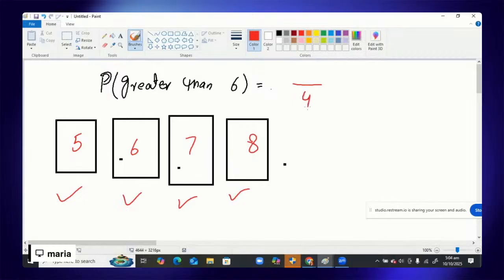So you put the total in the denominator. How many cards are greater than 6? There are only two cards which are greater than 6, that is 7 and 8. So you put 2 on the top. Always the total number you put in the denominator, and the number which we are interested in you put on the top. Now let's divide. 2 times 1 is 2, 2 times 2 is 4, so the answer is 1 by 2. All right, in this way we are going to write it down.